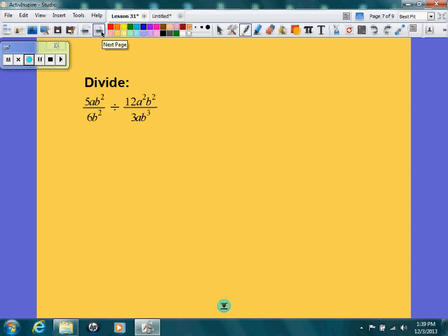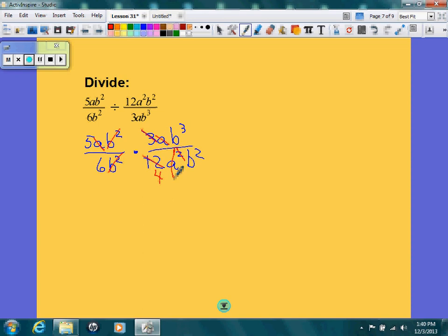Okay, let's divide these. Remember how we divide fractions? Yeah, we flip. So we get 5ab squared over 6b squared times 3ab cubed over 12a squared b squared. Now let's cancel some stuff if we can. Cancel 3 into the 12, 4 times. We can cancel the b squared into b squared. Cancel this a into one of those a's, make that a 1. Then we can cancel this other a into that a. Let's cancel a b squared into a b cubed and get b to the first. I believe that's all we can do.